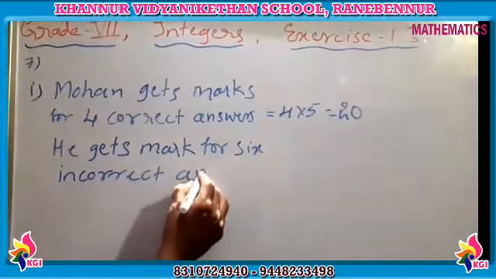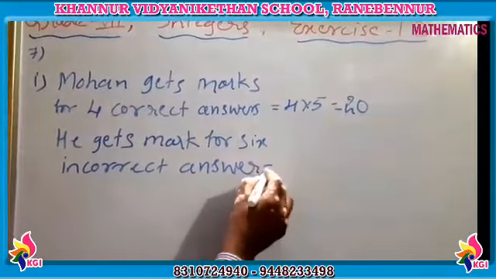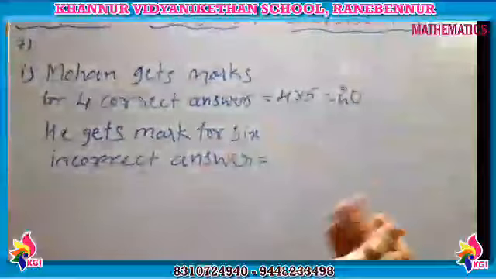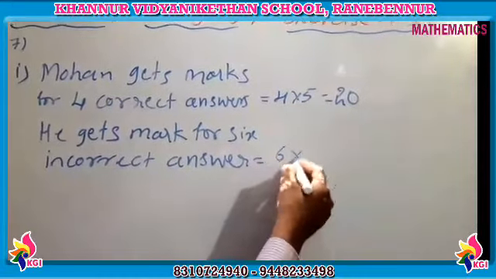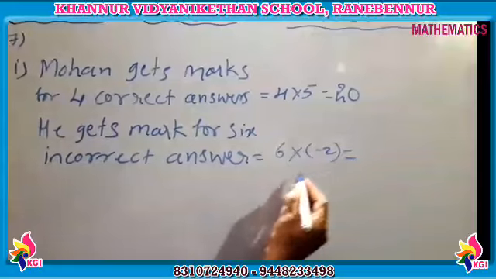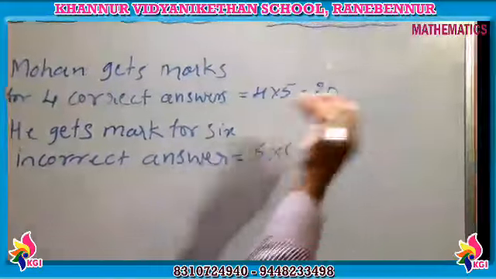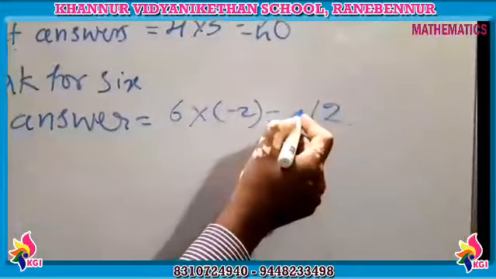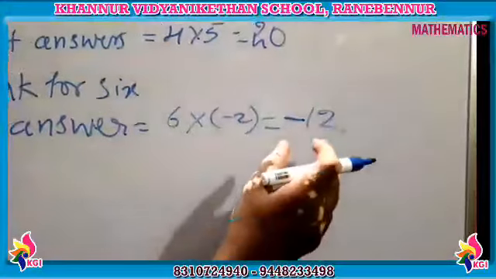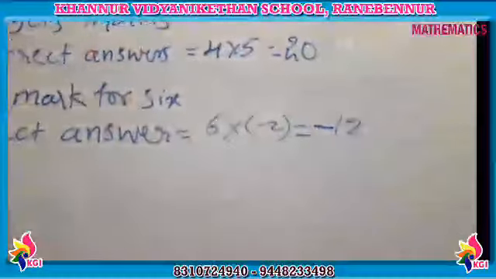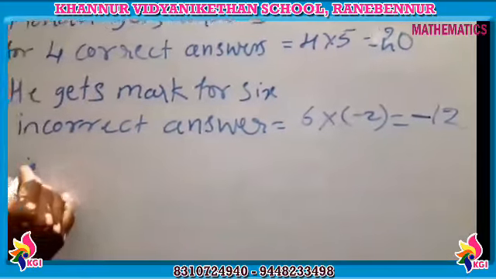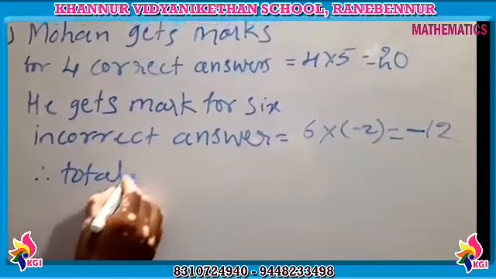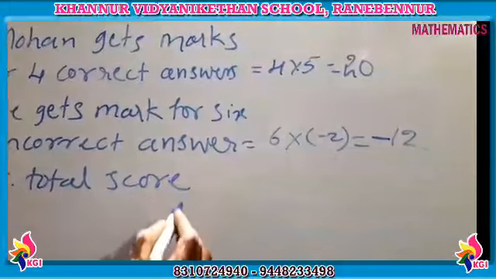Incorrect answers. Okay, so now they are cutting 2 marks, right? So 6 into -2. Okay, 6 2s are how much, children? 6 2s are 12. So plus into minus will be minus. So it is -12 marks he got for the incorrect answers.